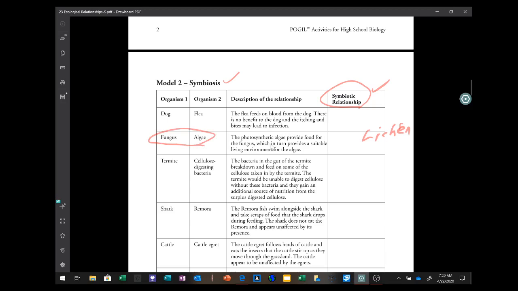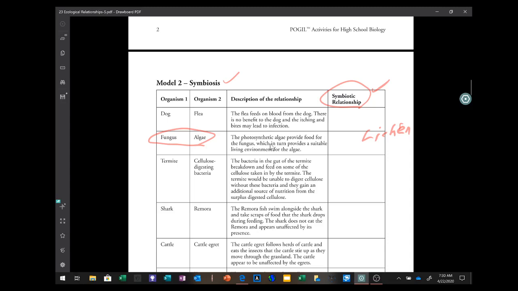Now, why would they need each other? Well, you can see that the algae conducts photosynthesis, so it has the ability to take the sun's energy and convert that to a tangible form of chemical energy, which the fungus feeds on, which is pretty cool. What does the fungus provide the algae? Well, the fungus in turn provides, you can see, a suitable living environment, like a substrate, just a house, if you want to look at it that way, for the algae. So this is a classic symbiotic relationship.